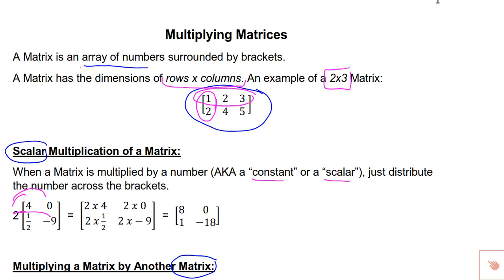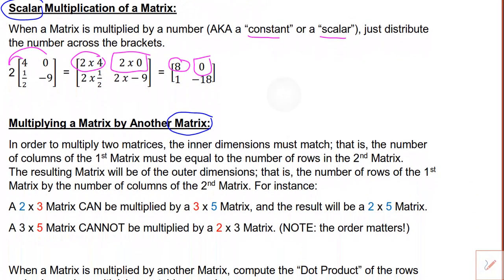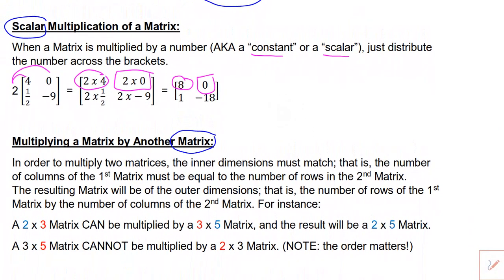So for instance, we would take that 2 and we would distribute it to the 4. So 2 times 4 is 8, and put that in the same position that the 4 was originally in. You would repeat the process with the 0. 2 times 0 is 0, and you write that in the place where the 0 originally was. And you continue until everything inside the brackets has been multiplied by the scalar. And that's it.